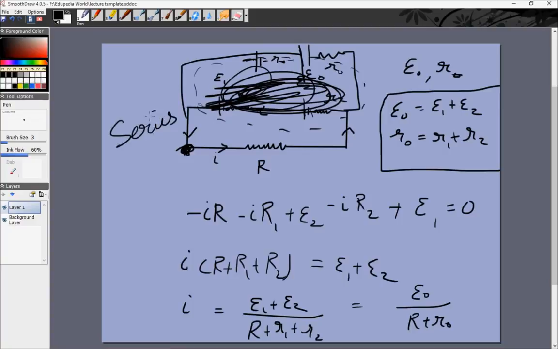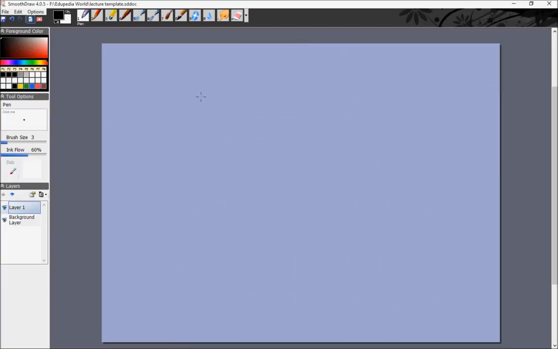Just to remind you, what happens in series is the current remains the same across the batteries, and the potential difference adds up. Now let's look at what happens when we have two non-ideal batteries, that is batteries which have an internal resistance, and we add them in parallel. So let's take a circuit like this.